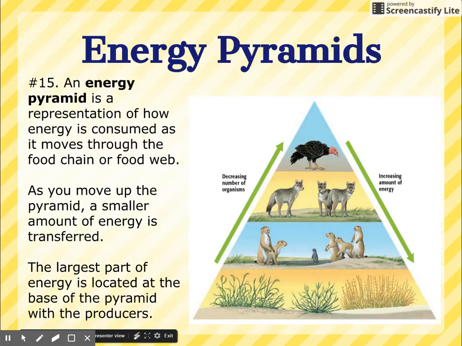So if we started off with 10,000 calories down here at the bottom, with plants, that's a lot of calories, it would use up 90% of that. 10% would move up. So that's 10,000 at the bottom. The next step, only about 1,000 would move up. From there, 100, which is 10%, would move up to the next step. And by the time it got up here to the vulture, that would be 10 calories. It started out as 10,000 calories. Only 10 calories get sent up to the top.